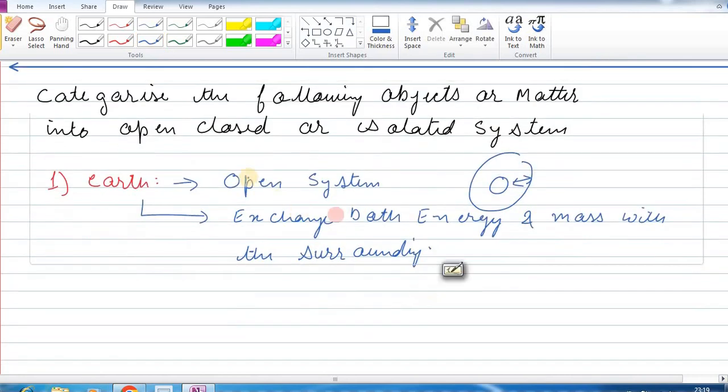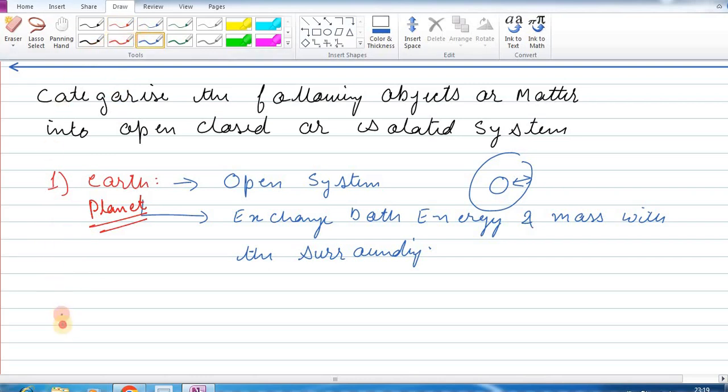Now the second one, or you can say any planet, Earth or any planet, or any object in extraterrestrial space is a kind of open system, because it is in interaction with a sun, and with its own satellite if it has. So there will be exchange of energy and mass between any two extraterrestrial bodies. So this is a kind of open system.